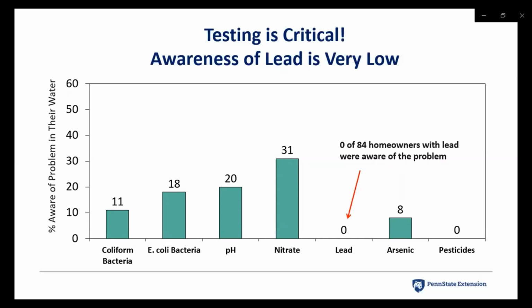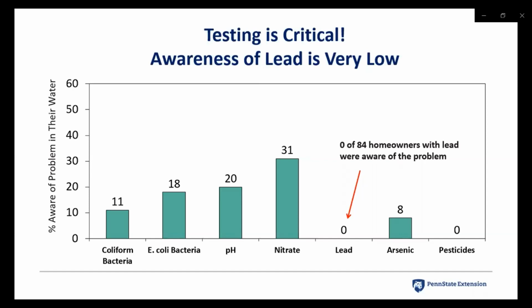And there were no obvious symptoms of lead in their water, so they had no reason to think that there was lead. Arsenic is also quite low. 8% of people with high arsenic knew that they had it. 0% of the people with pesticides knew that they had those because, again, arsenic and pesticides are not common water tests that are done. So for these symptomless health-related pollutants, testing becomes incredibly important to show that these are occurring.